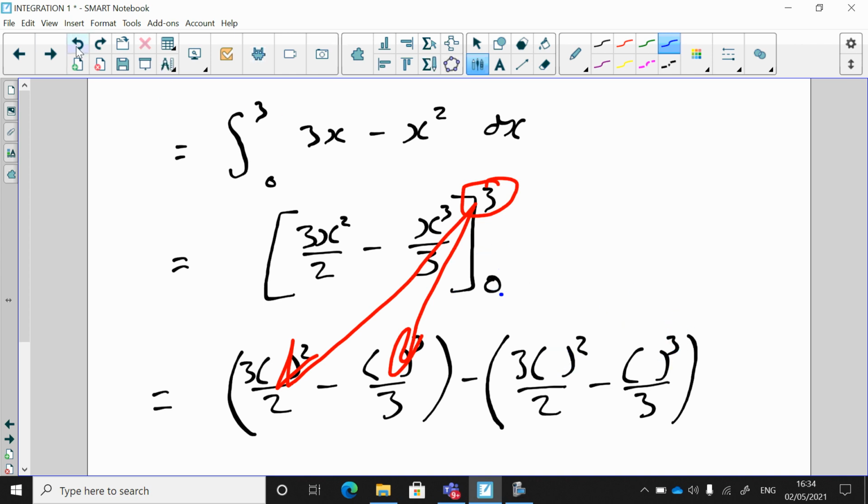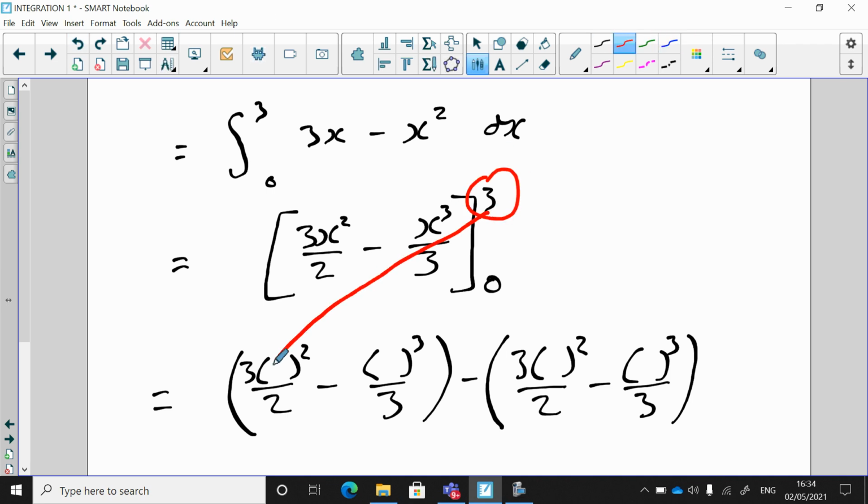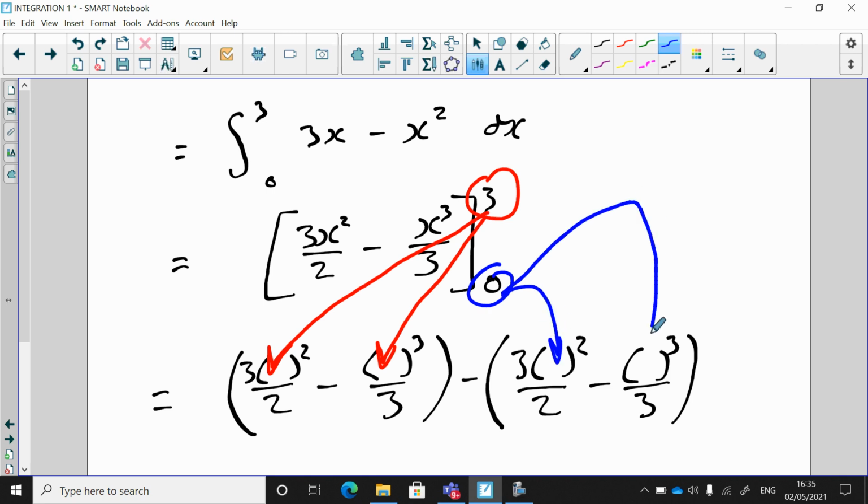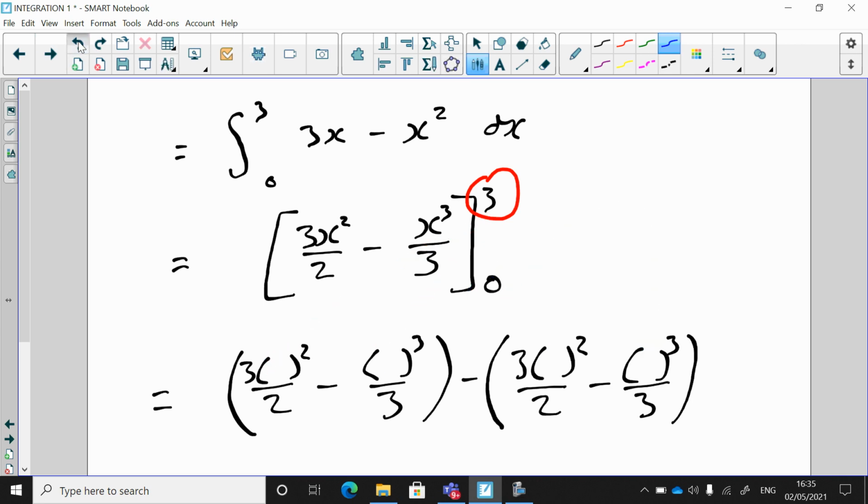I'm not happy with that. My arrows were all over the place there. 3 in there, bang. In there, bang. 0 in there, bang. In there, bang. So the values are going to get in there. Okay, that's better for me. Hopefully that's better for you. Right, okay. Let's put the numbers in.